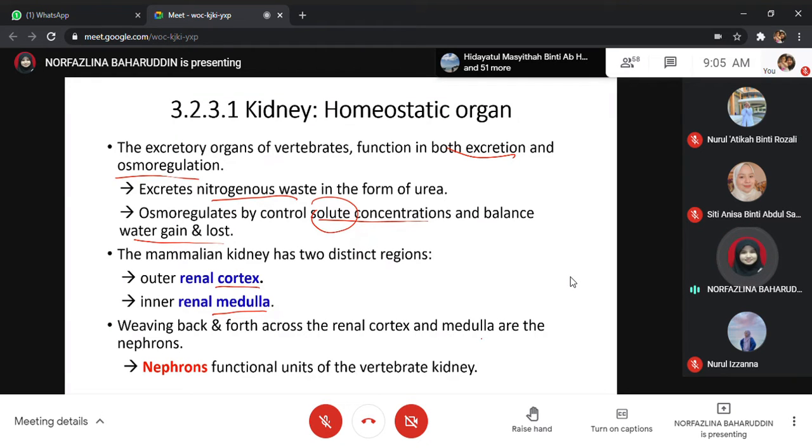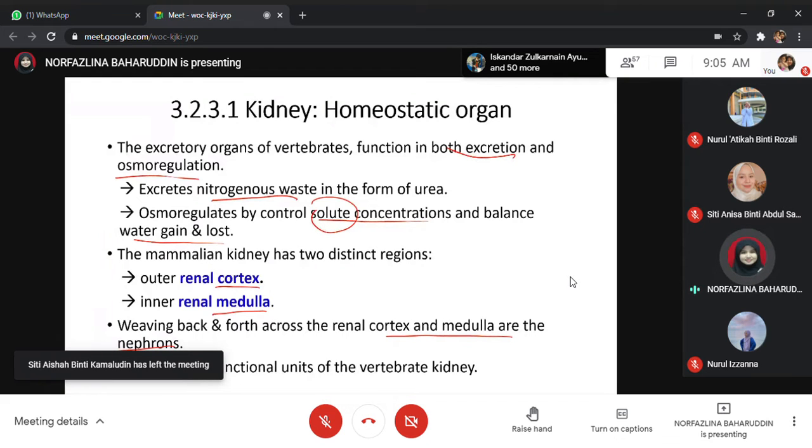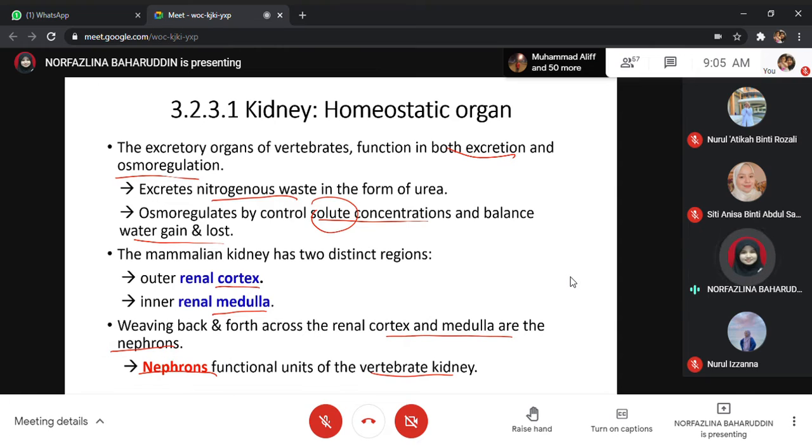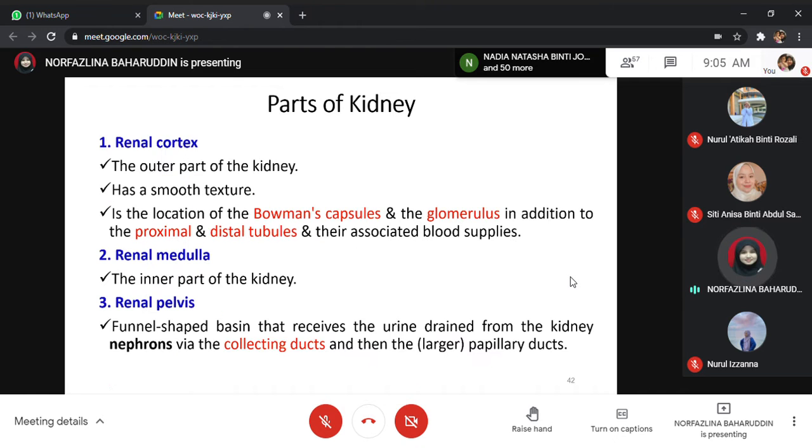Renal cortex and medulla are the nephrons actually. Bahagian nephron function units of the vertebrate kidney. Nephron ni adalah functional unit of the vertebrate kidney. So yang ni you tak perlu hafal ayat-ayat ni, yang penting you tahu yang ni. Bahagian utama renal cortex and medulla, and then nephron as the functional unit. Ini you tahu. And then apa function kidney? To regulate solute concentration or salt concentration and balance water gain and loss.